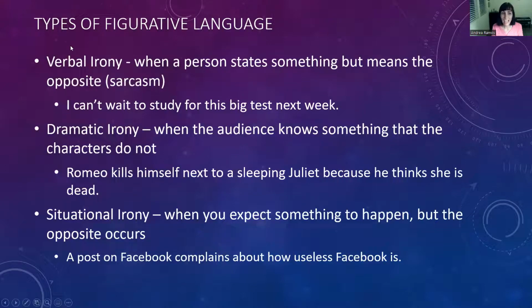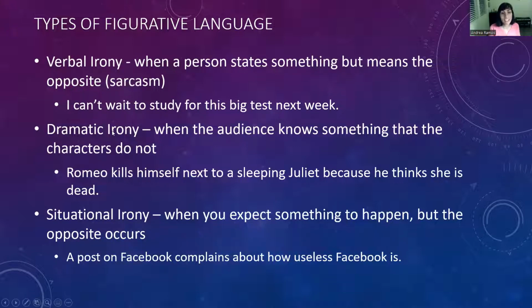We also have something called irony, and there are different kinds of irony. We can have verbal irony when a person states something but means the opposite. Another way to call verbal irony is sarcasm. This is used in humor a lot. So you might say something like, oh, I can't wait to study for this big test next week. And you're being sarcastic. You're being verbally ironic. You really don't want to study for the big test next week. But you're saying, oh, I can't wait. I'm so excited. I'm really looking forward to studying for this big test. That's being sarcastic or verbally ironic.